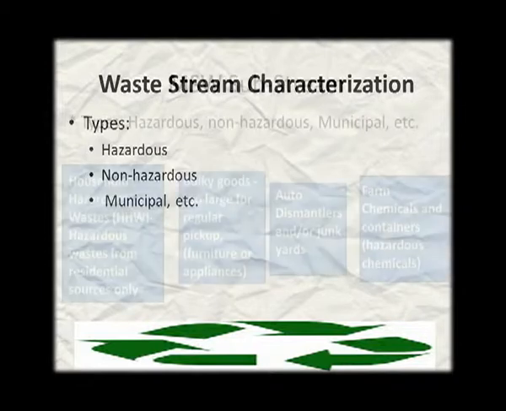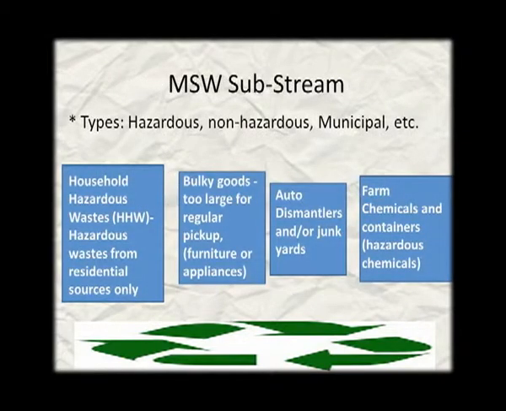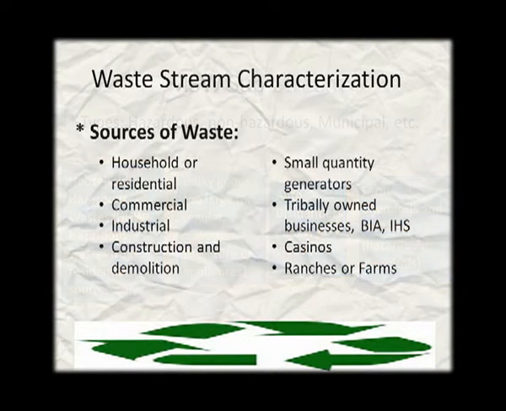For example, within municipal waste, there are various substreams, including household hazardous wastes, bulky goods, which are too large for regular pickup, like furniture or appliances, automobiles or similar items like boats, as well as large agricultural components for farm chemicals or containers. Additional sources that may factor into your characterization include household or residential, commercial, industrial, construction and demolition, small quantity generators, tribally owned businesses, BIA, IHS, casinos, and as mentioned, ranches or farms.